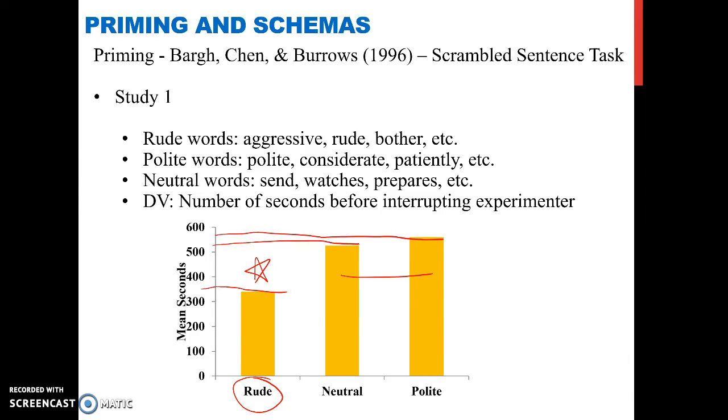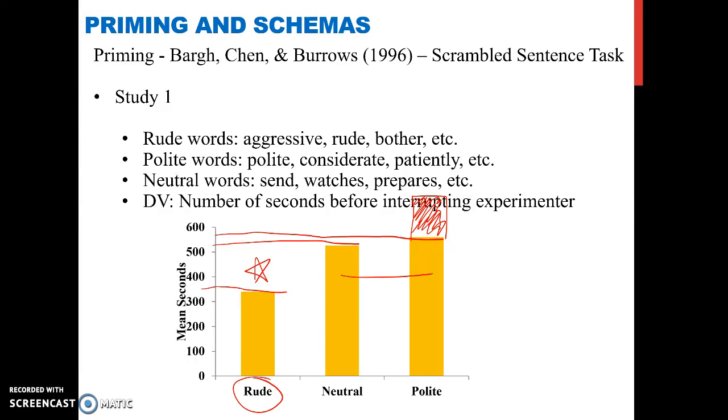Now, one thing I would have loved to have seen, although they did not, is you would think that this would be higher, like this. Because if they're primed with politeness, you would think that they would last a lot longer before they interrupted the experimenter. But that actually isn't what happened, and that's fine. It does show the effect of at least priming as it relates to the rude condition.